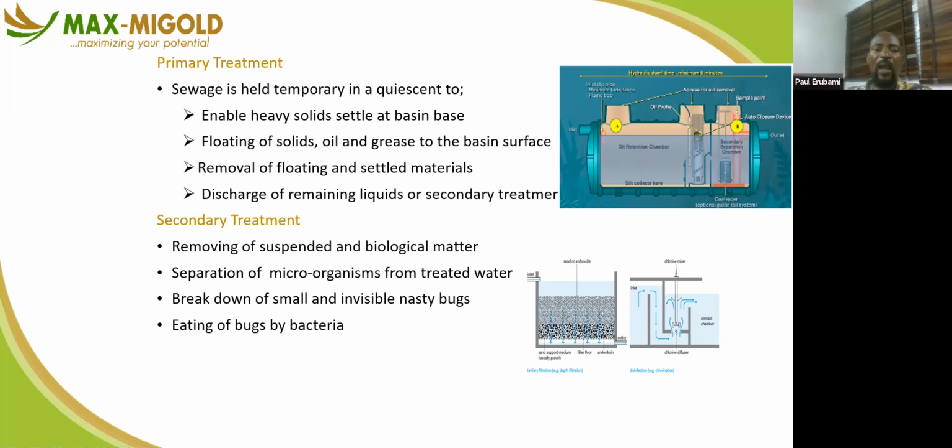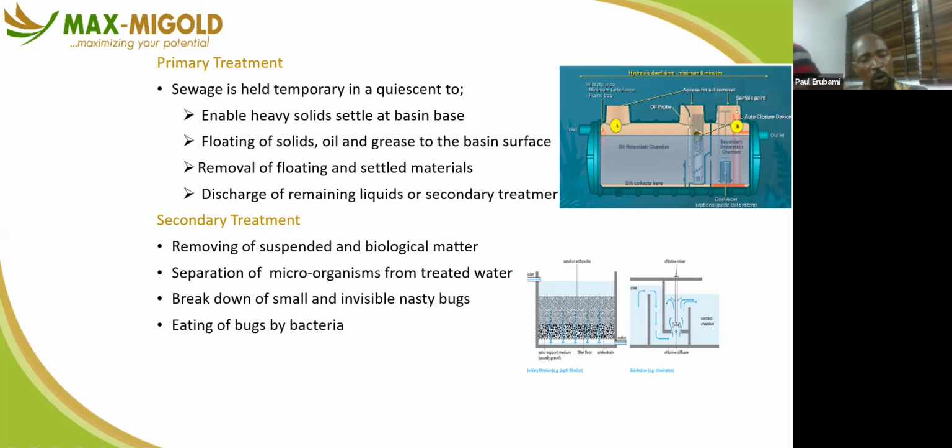During the treatment, we have primary treatment, secondary treatment, and tertiary treatment. During the primary treatment, the sewage is held temporarily in a quiescent state for a certain period of time. Why do you do that? To enable the heavy solids to settle at the base of the basin. That is one. Floating of solids, oil, and grease to the basin surface. Removal of the floating and settled material. Discharge of the remaining liquid into the secondary treatment.